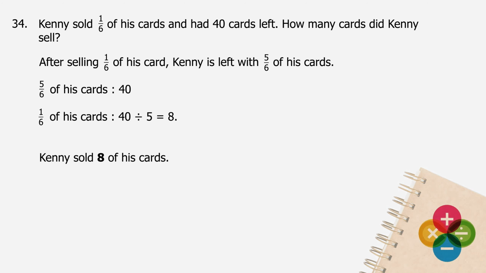Question 34. Kenny sold 1/6 of his cards, and had 40 cards left. How many cards did Kenny sell? After selling 1/6 of his cards, Kenny is left with 5/6 of his cards. 5/6 of his cards will be 40 cards. 1/6 of his cards will be, divide 40 by 5, and the quotient is 8. Kenny sold 8 of his cards.